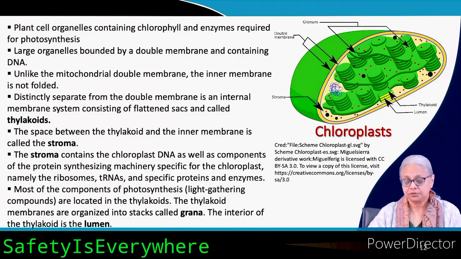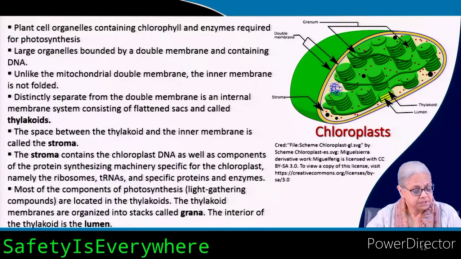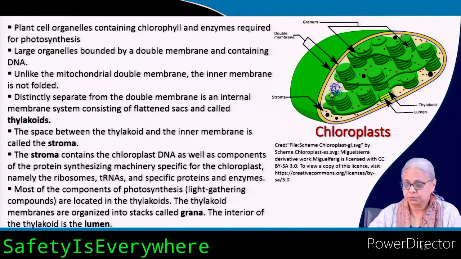So distinctly separate from the double membrane is an internal membrane which contains flattened sacs. So you can see these flattened sacs, and these are called thylakoids. So these are the thylakoid, they're literally flattened sacs. The space between the thylakoid and the inner membrane is called the stroma. So this empty space in light yellow color is the stroma.